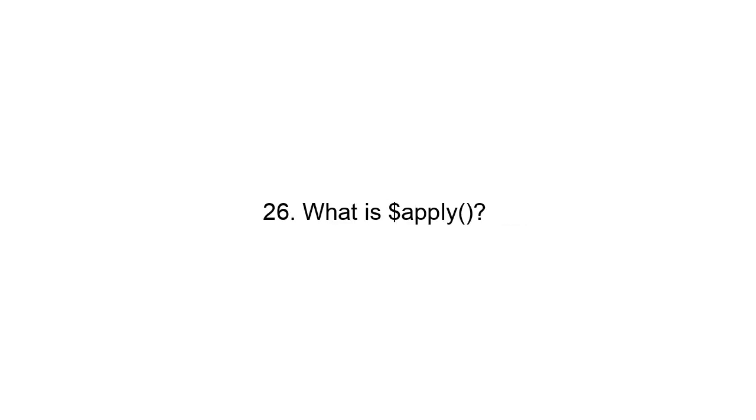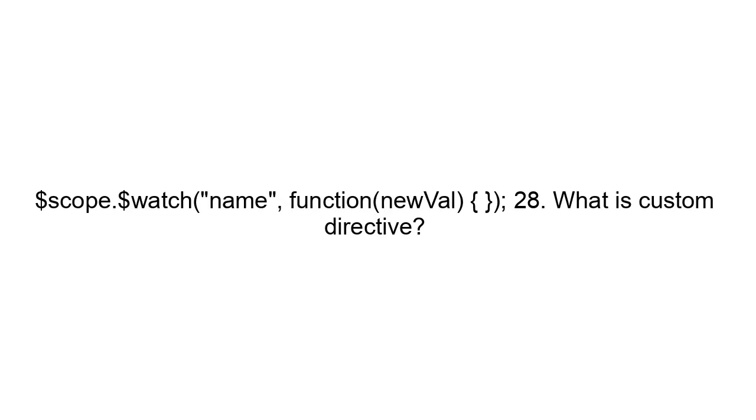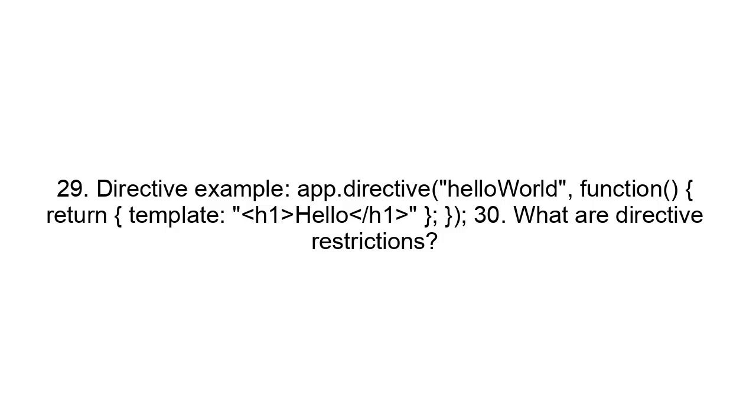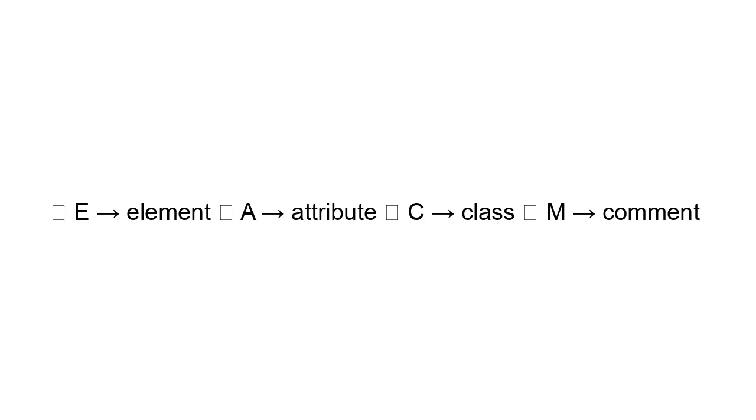26. What is $apply? Triggers digest cycle manually. 27. What is $watch? Watches model variable changes. Example: $scope.$watch('name', function(newVal)). 28. What is custom directive? User-defined reusable directive. 29. Directive example: app.directive('helloWorld', function() { return { template: '<h1>Hello</h1>' } }). 30. What are directive restrictions? E means element, A means attribute, C means class, M means comment.